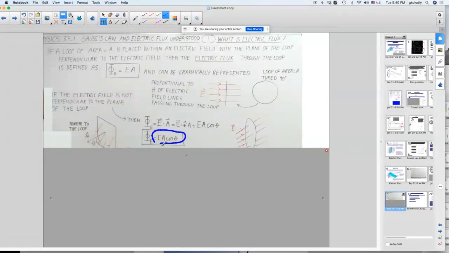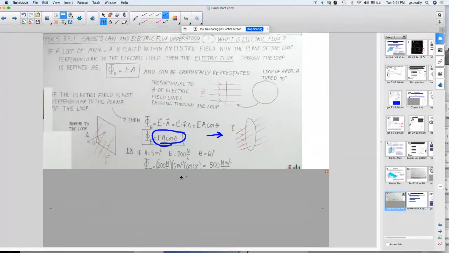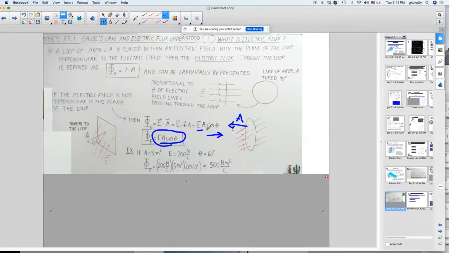This is the flux of a field through a surface area, and it's very easy to calculate. For example, let's say the area of this circle, or the area of the square, was 5 square meters, and the electric field was 200. And the flux, therefore, if the circle was turned at an angle of 60 degrees relative to the electric field, and don't forget, this is the vector A and this is the electric field. If the angle between them was 60 degrees, then the flux would be EA cosine theta, EA cosine of 60, which would be 500 newtons per meter squared.